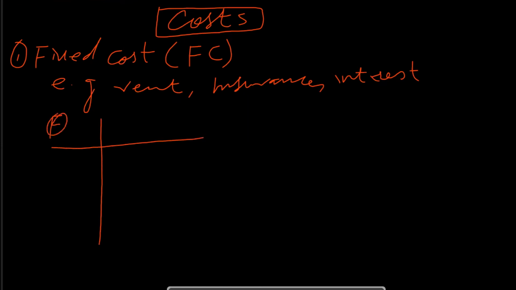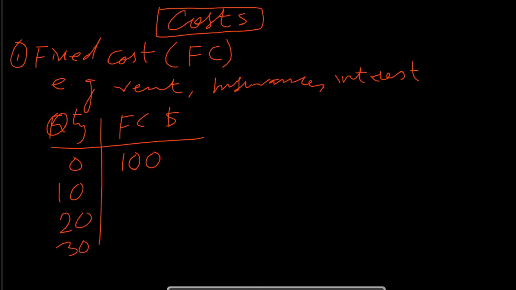Let's say we have different levels of output and we have fixed cost in dollars. If output is zero, let's say fixed cost is $100. If output increases to 10, 20 or 30, fixed cost will remain the same, because if this cost is, let's say, rent, we have to pay rent even if output is zero. We have to pay the same rent if we produce 10 units, and exactly the same rent if we produce 20 units or 30 units.